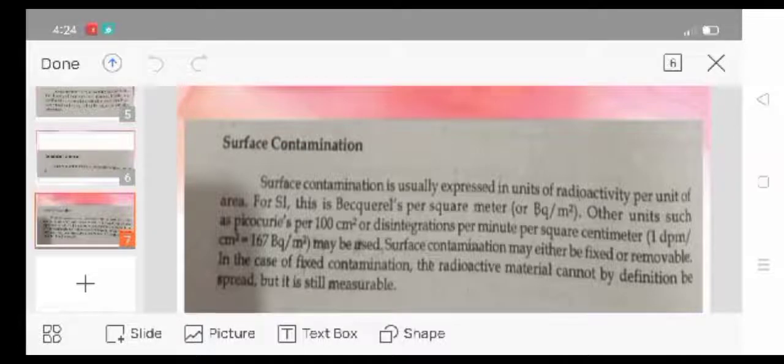Surface contamination may be either fixed or removable. In the case of fixed contamination, the radioactive material cannot by definition be spread but is still measurable. So, surface contaminants are the impurities that bond or settle on metal surfaces and affect the physical and sometimes chemical properties of the metal, as well as the coatings. Surface contaminants may be a result of a manufacturing process, the environment, or part handling.